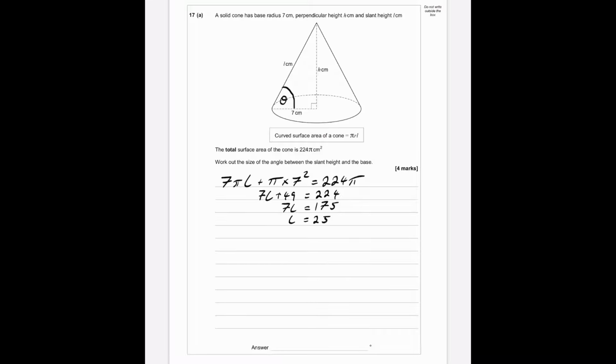Now we don't need to find out what H is, because we can do cos of theta being the adjacent over the hypotenuse. So theta is inverse cos of 7/25, 73.7 degrees.